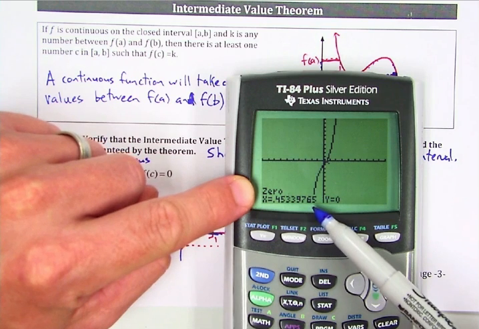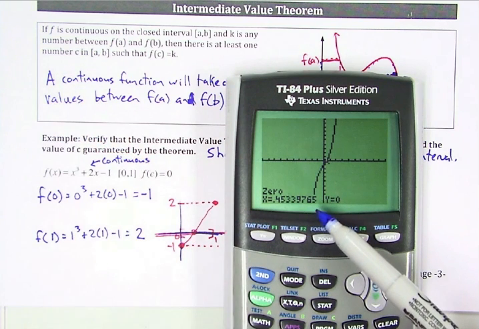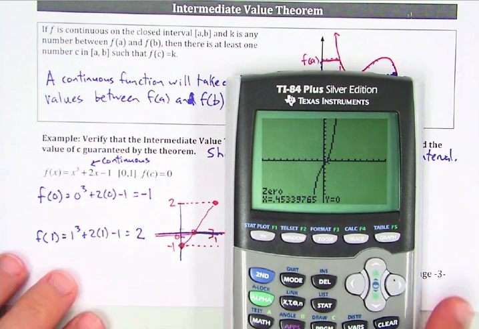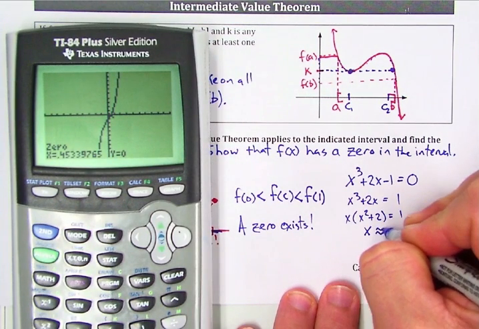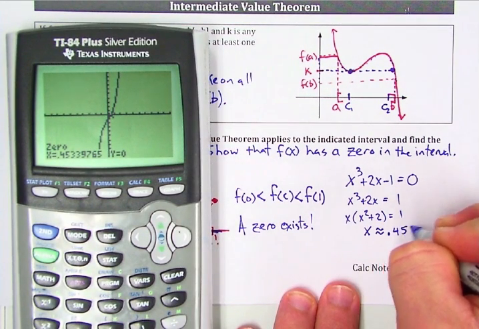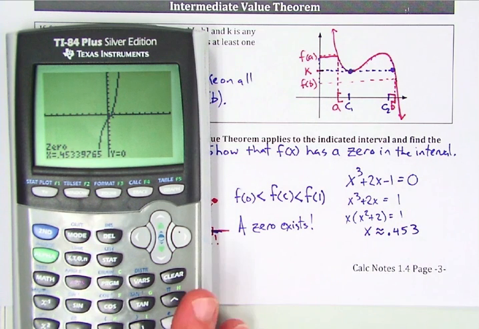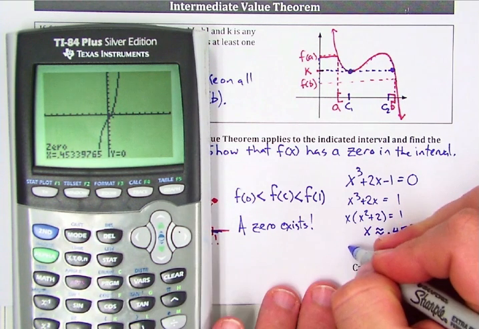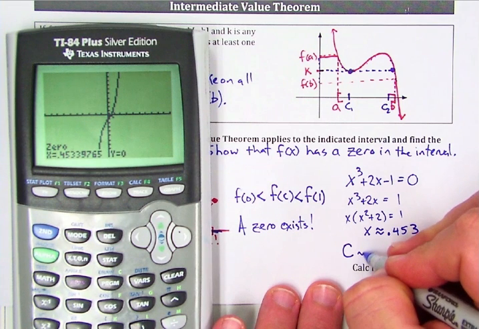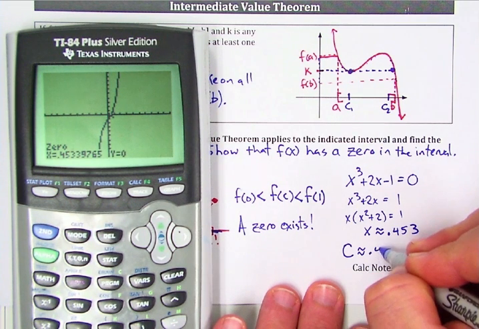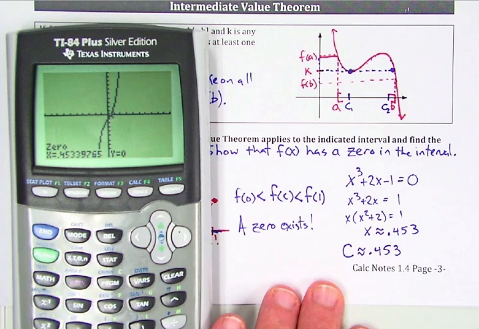And here it approximated our 0 at 0.453. So here x is approximately 0.453. So our value of c, which is guaranteed by the theorem, is approximately 0.453.